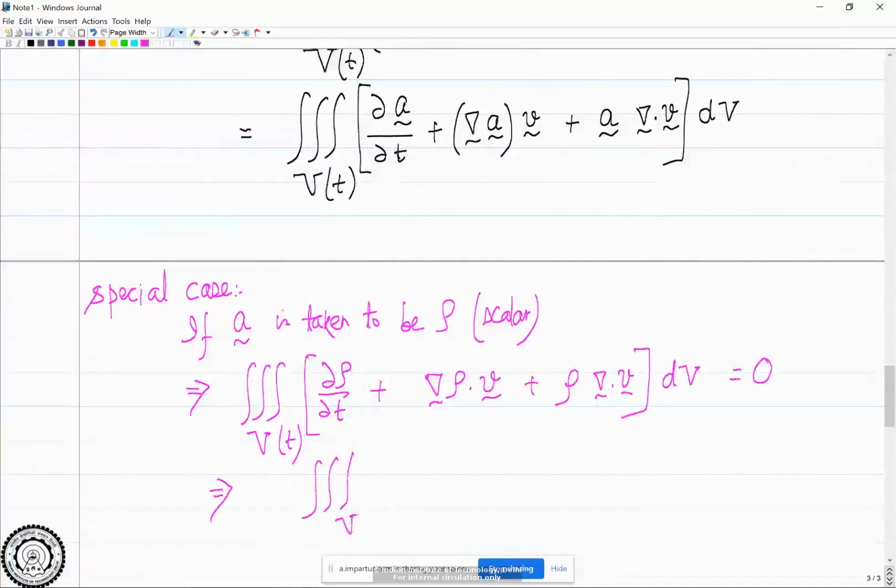And you can do some more tricks here. You can write it as del rho over del t plus, if you write it as divergence of rho v, just write it like this. And you can see that when you expand it, you will get two terms.